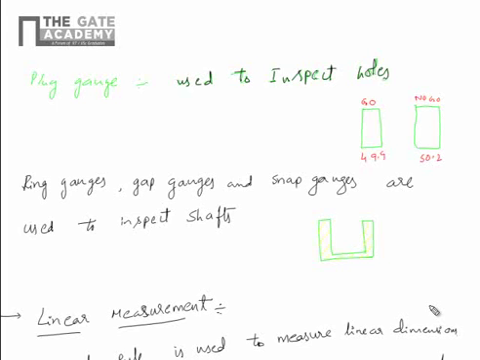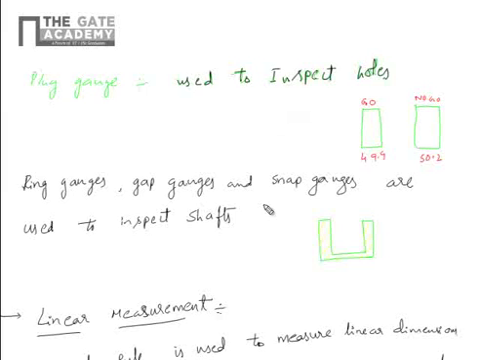So plug gauge is used to inspect holes. If you look at the diagram, there is a go gauge and a no go gauge. Suppose I am inspecting a hole of 50 mm, the go gauge is less than 50, say 49.9, so it enters into the hole. The no go gauge is 50.2, it doesn't enter into the hole, so the component is accepted.